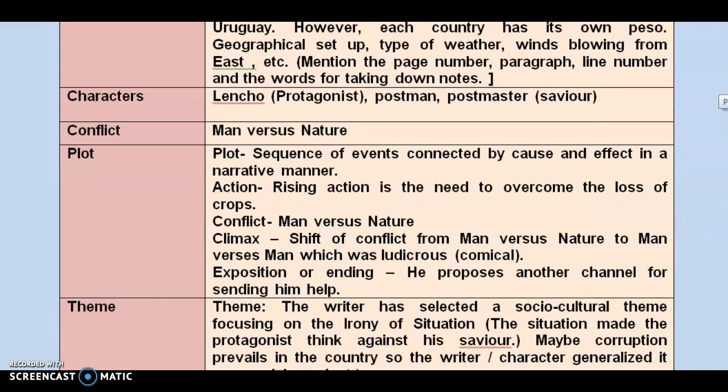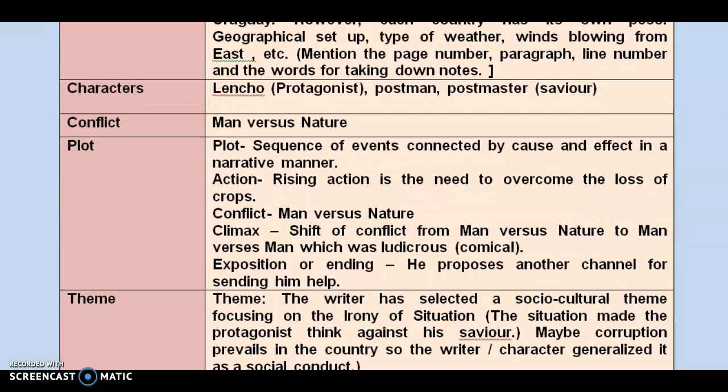The characters or the protagonist. The hero in literature is known as the protagonist and the villain is known as the antagonist. So over here the protagonist is Lencho, and the other characters are the postmaster who picks his letter and the postman who picks the letter, and the postmaster is the savior who saves him from the conflict or the situation that he was facing.